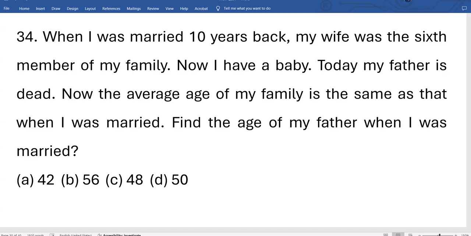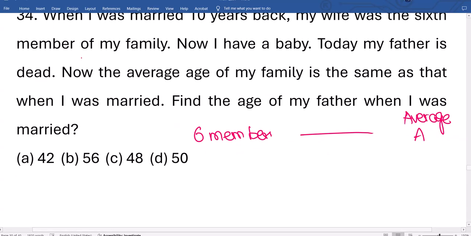Baby is there, but father dead. So total now is 5. Now average also same they said. What it is there when I married, now also same average they're saying. Find the age of my father when I was married. That's the question. Right. 6 members are there. Let us say average is A. Now also 6 members. But here gap is 10 years.